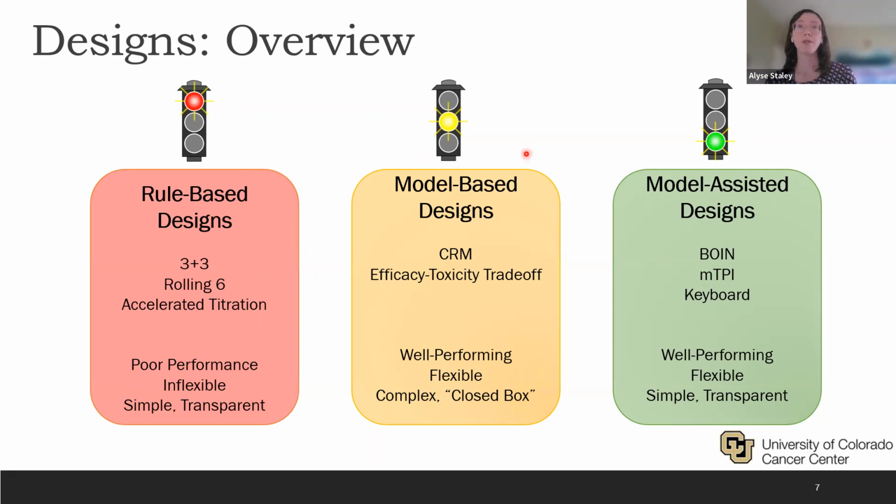Then there are model-based designs, which perform quite well and are very flexible. However, they're complex to implement, so they've been met with a lot of resistance from PIs. And finally, there's the model-assisted designs, which include BOIN, the topic of today's lecture. These take the advantages of both rule-based and model-based designs, and you end up with a well-performing and flexible design that's also simple and transparent to implement. I'll now briefly go through how each of these types of designs work.